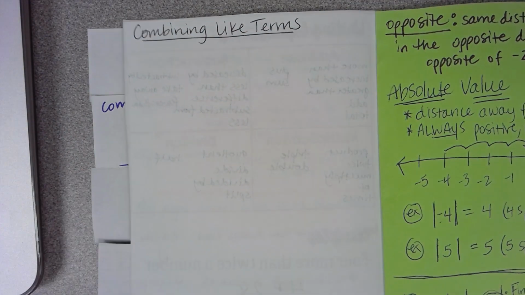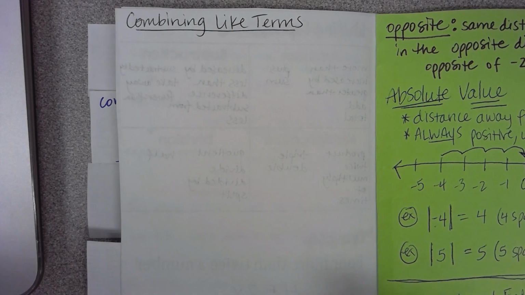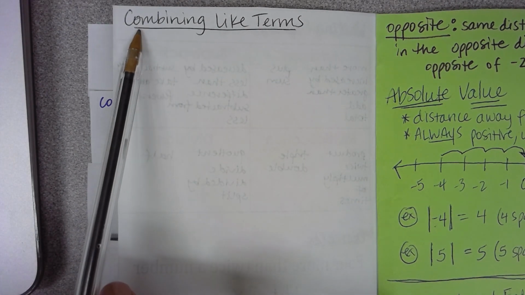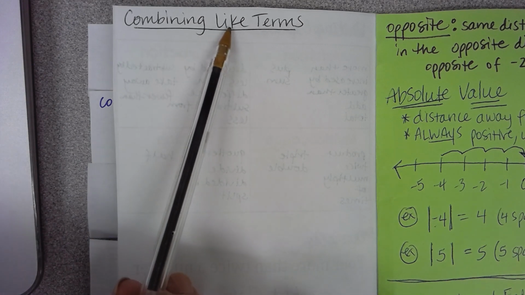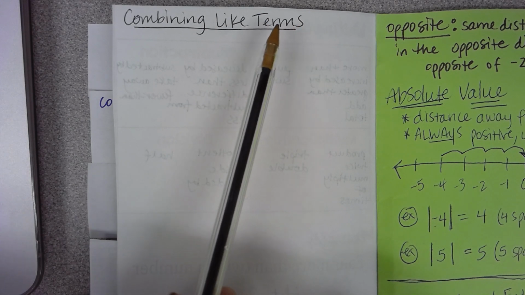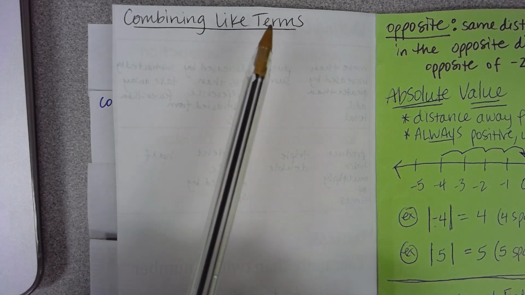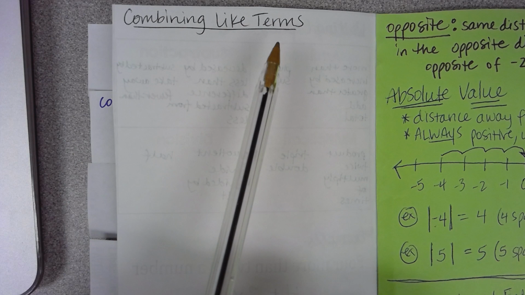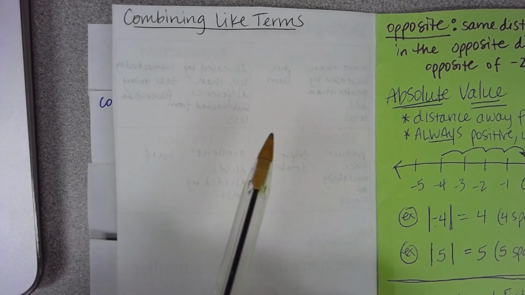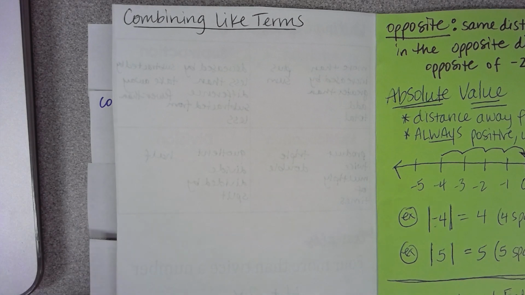All right, so combining like terms. So we know what this word means. Combining means to join things together, group things together. Like means same or equivalent. And terms, we've kind of thrown around that term a little bit in the distributive property, which are different parts of a problem is kind of how we're going to look at it in this sense.